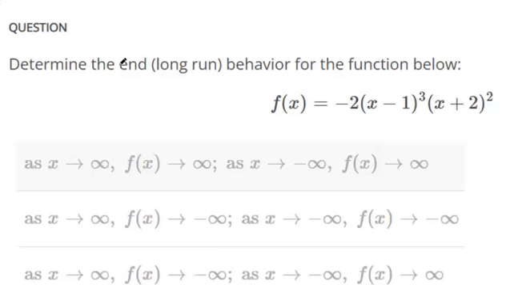This question asks us to determine the end behavior for the function. What that means is it wants you to tell it what the y values are as x gets really far to the right, or as x gets really far to the left. So there are two different types of end behavior.